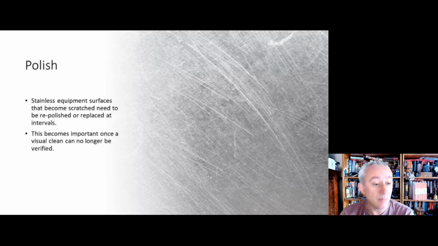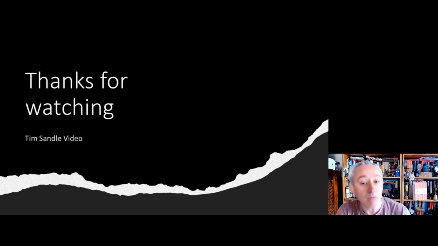Certainly where there are maintenance downtimes or shutdown periods, all this kind of scratched stainless steel needs to be addressed and dealt with. Okay, so a fairly quick video this week. We've looked at visually clean, the importance of residues, how different types of materials will leave different sorts of residues, and also aging surfaces and the difference between polymers and stainless steel.